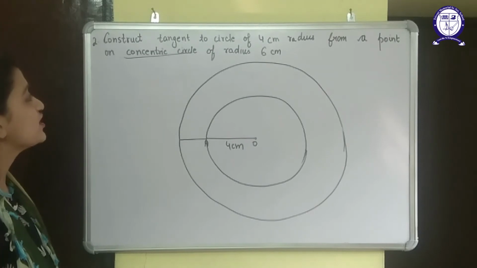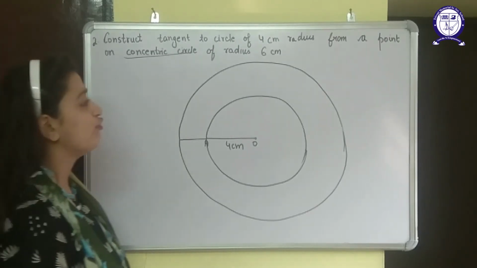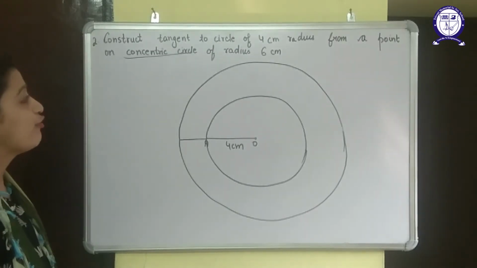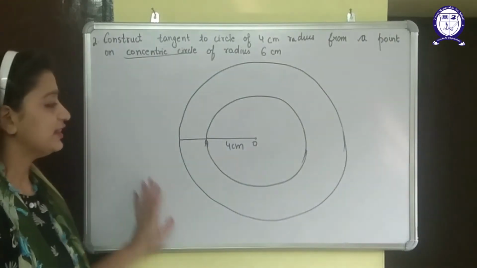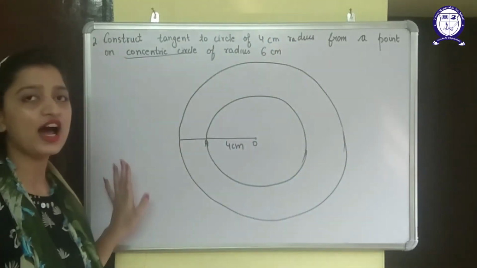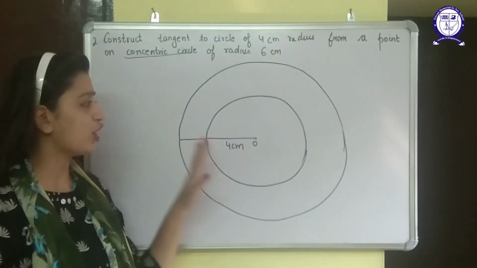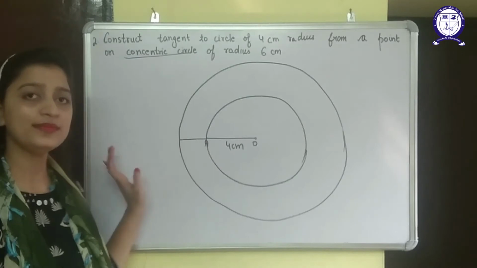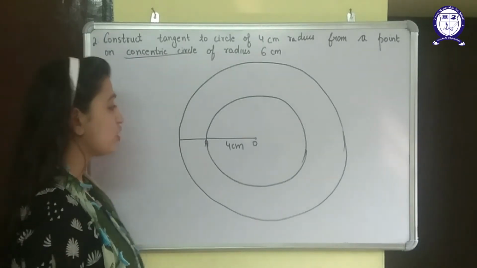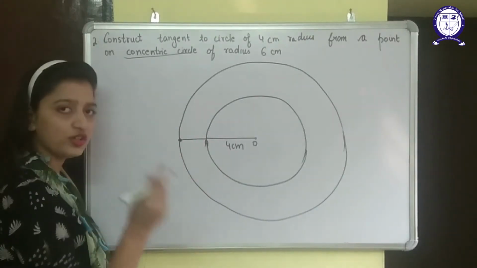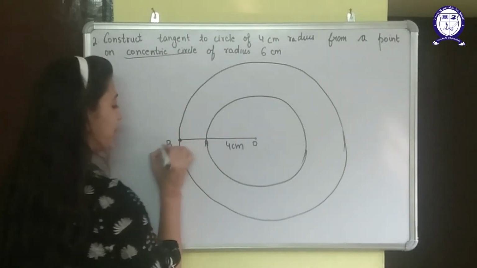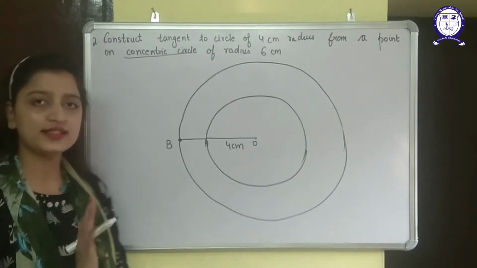Now it says construct the tangent to the circle of 4 cm radius from a point on concentric circle of radius 6 cm. That is, there is a point on the larger circle, and you need to draw the tangent of the smaller circle from that point. Okay, so the point I can take is this one. This is also a point on this circle. Let it be B.